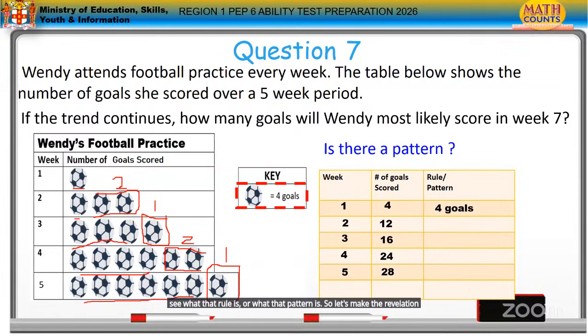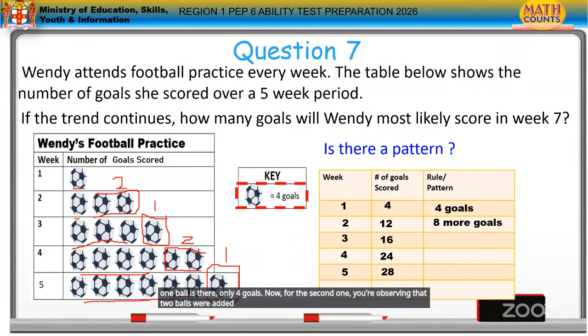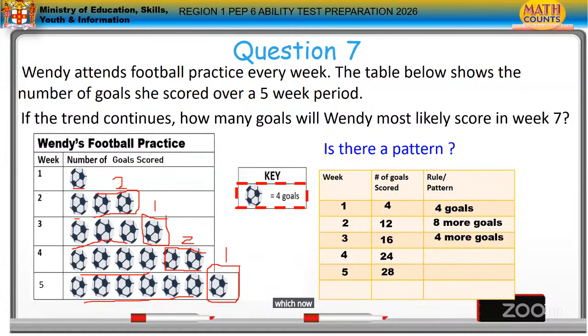Yes, we have observed the pattern. The first one is that when 1 ball is there, it is only 4 goals. Now for the second one, you're observing that 2 balls were added, so that's now 8 more goals, since 1 ball represents 4 goals. And then we have 1 ball added, which now represents 4 more goals.